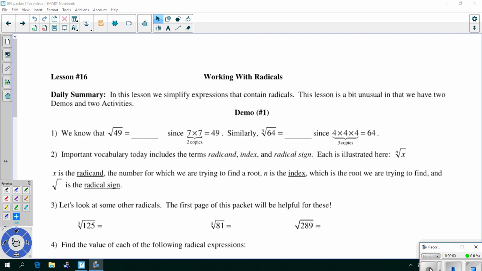Lesson number 16, daily summary. In this lesson, we simplify expressions that contain radicals. This lesson is a bit unusual in that we have 2 demos and 2 activities.